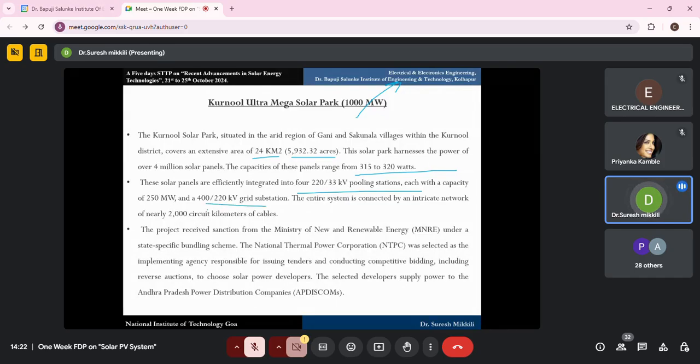Okay, so here the amount is also sanctioned from MNRE under a state specific scheme, and NTPC is also selected as the implementing agency. The implementing agency is a thermal power plant only. Okay, so this is the third. So 5,900 acres and 1000 megawatt capacity. Okay, funding by MNRE, and they are going to implement with the agents in collaboration with NTPC.